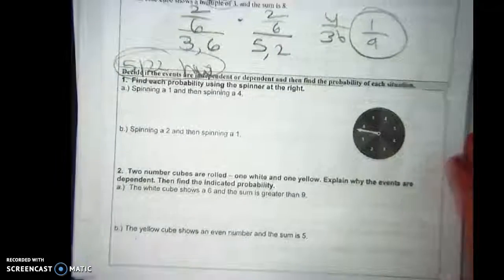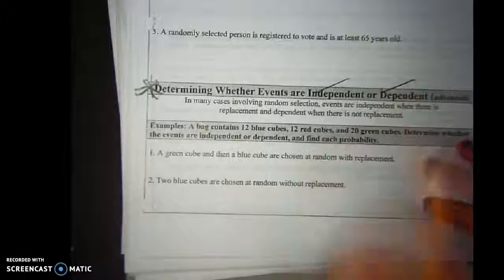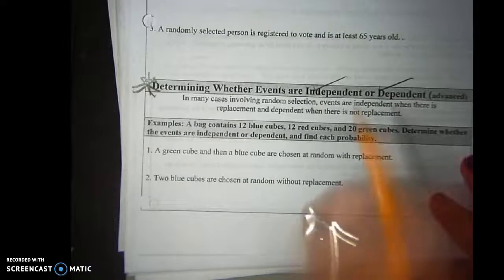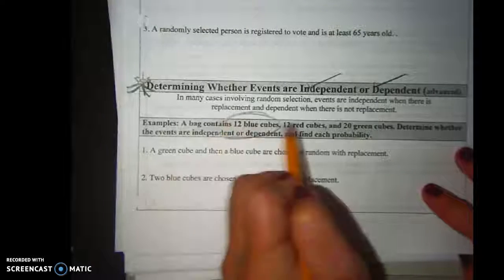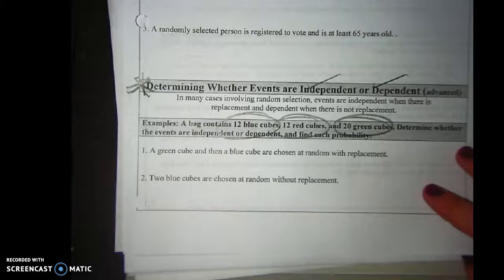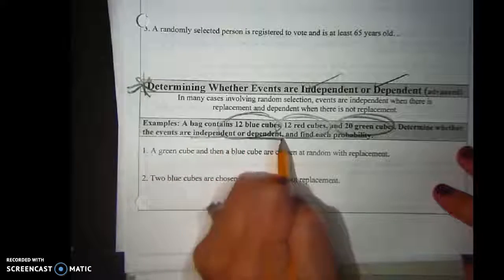Now, the rest of your homework is going to be to finish this page. We'll continue. So we're going to skip the top. We'll worry about that Tuesday. Let's start down here. We're still doing independent or dependent, but getting a little bit more advanced to it. So here's the information: 12 blue, 12 red, 20 green. We have to decide if it's independent or dependent.